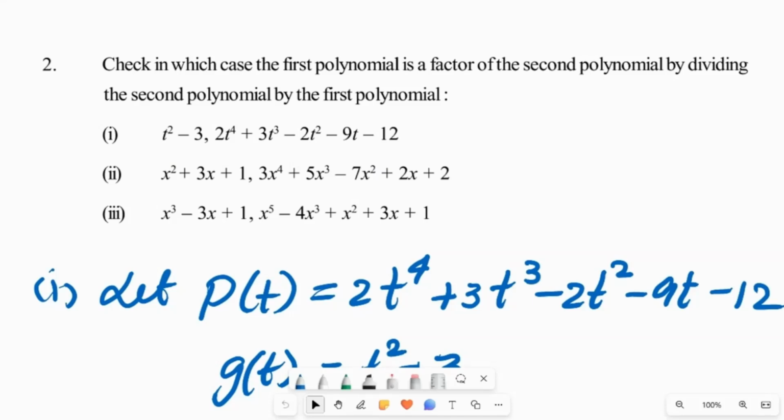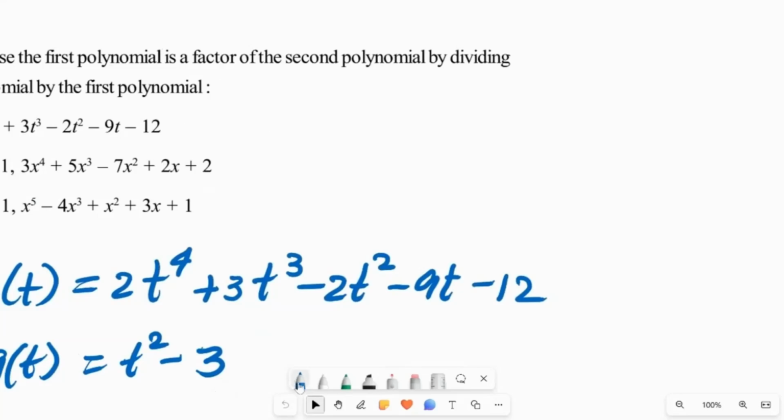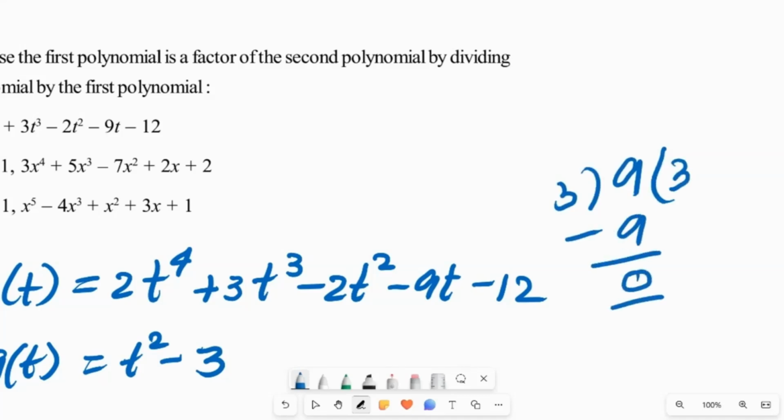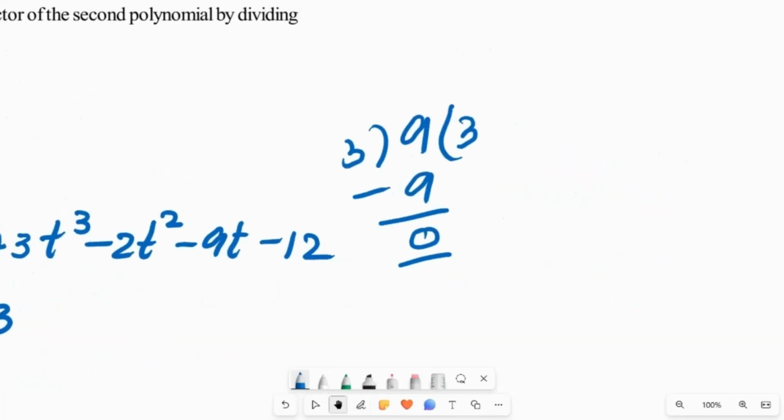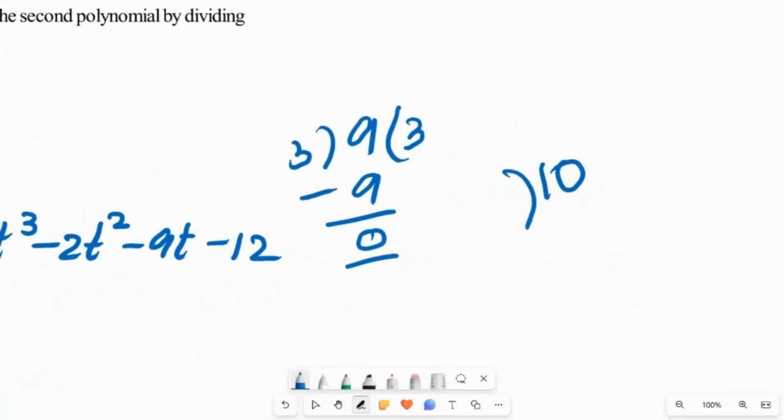So let's take an example. Let's take 9 and we divide by 3. 3 threes are 9, remainder is 0. So 3 is a factor of 9. And let's take 10, divide by 3. 3 threes are 9, we would get remainder equal to 1. Since remainder is not equal to 0, 3 is not a factor of 10. 3 is a factor of 9 because we got remainder as 0.